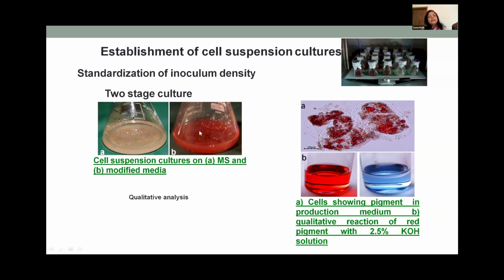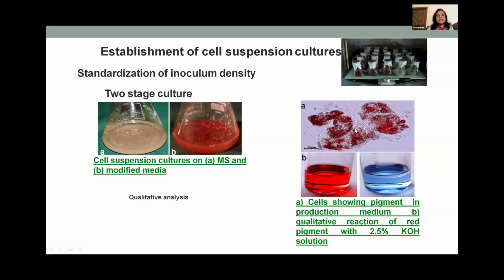But to test whether it is shikonin or another component, we performed some chemical tests. First, we did a qualitative test using KOH, and it gave a blue color. There is a chemical reaction, and only the cells which are producing shikonin will give rise to the blue color; other cells will not. So with this we confirmed that it is shikonin, and when we saw these cells under the microscope, they were all filled with the red pigment.